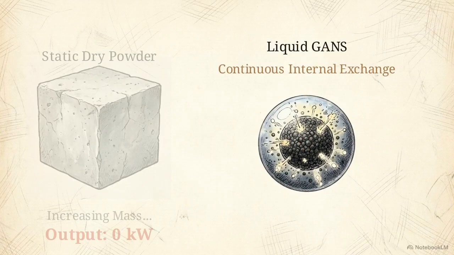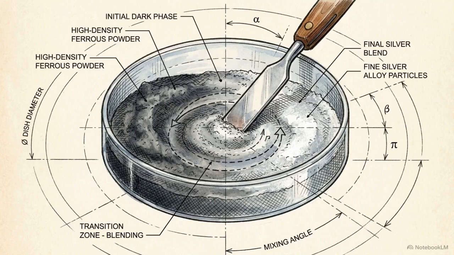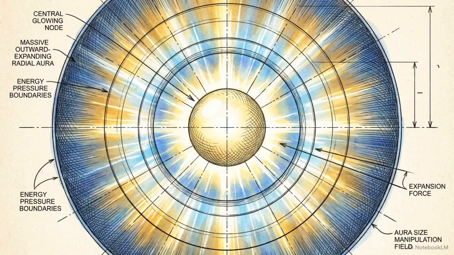It is this high-density interaction that induces the field strength necessary to exceed 15 kilowatts of output from a mere 10 grams of material. Blending these specific atomic weights creates the outward field pressure required to manipulate the size and strength of the generated energy.